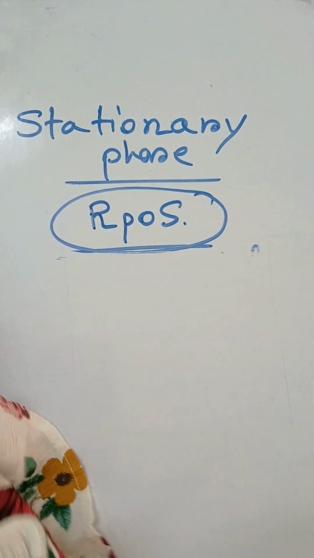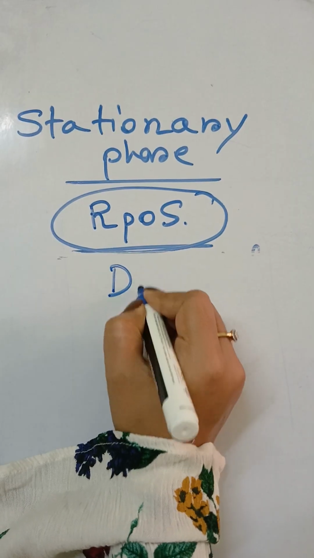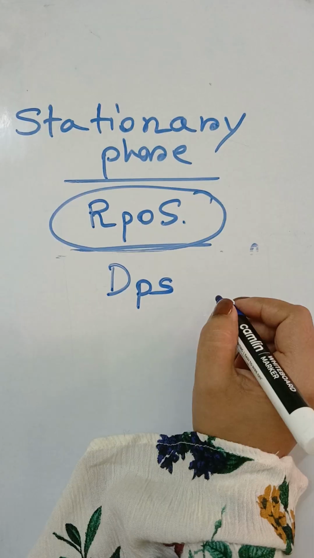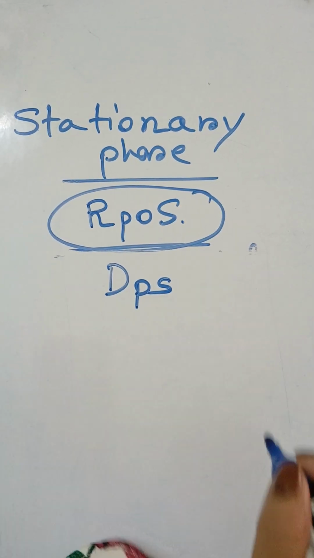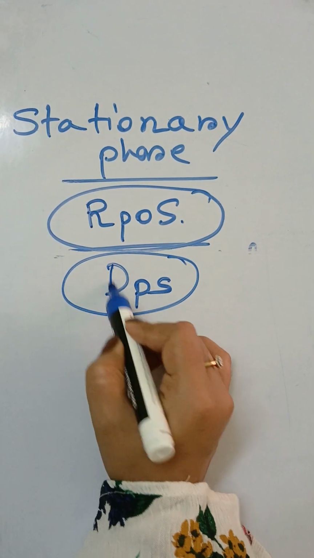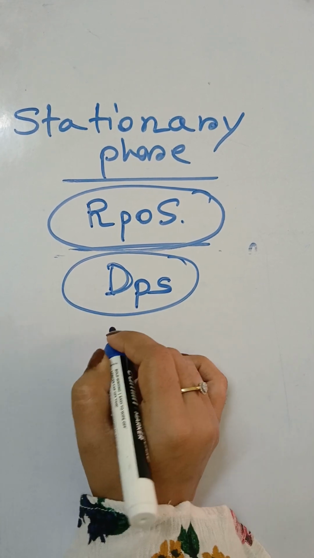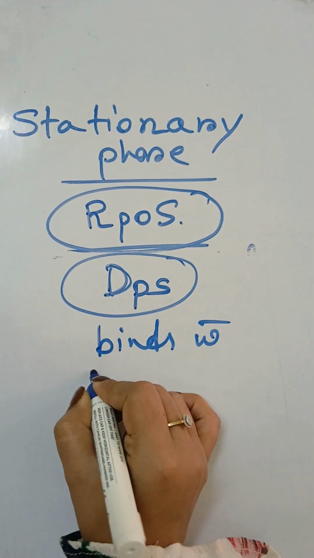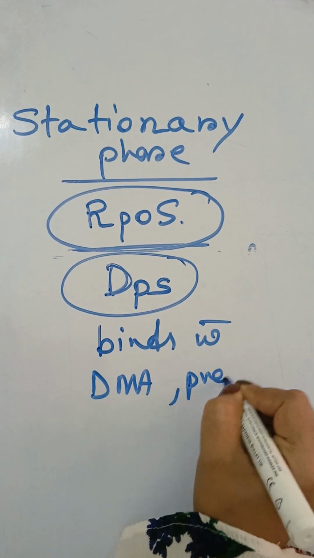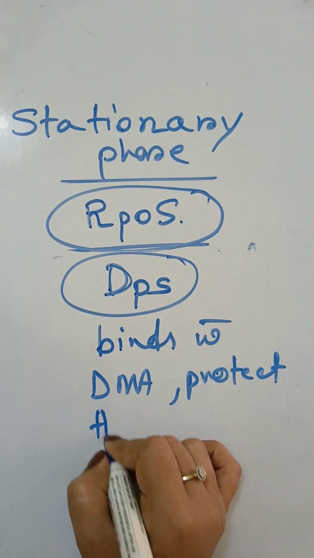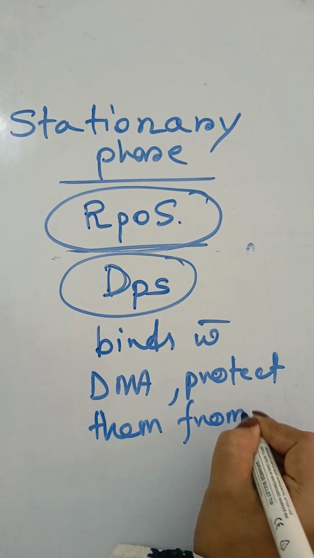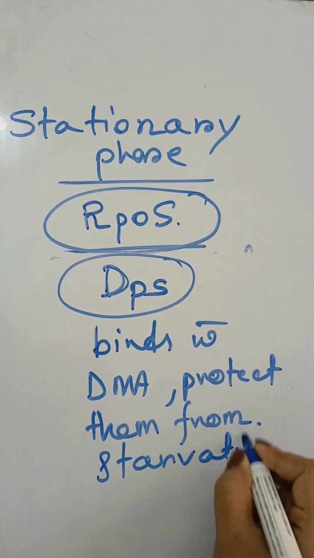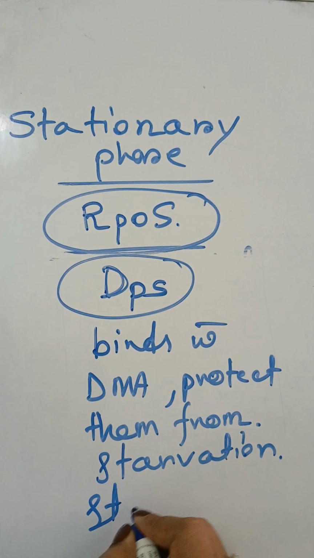Another one is known as Dps, that is DNA-binding protein from starved cells, Dps. These are DNA-binding proteins. Now, what is the function of this kind of protein? They usually bind with DNA and protect it from starvation during the stationary phase.